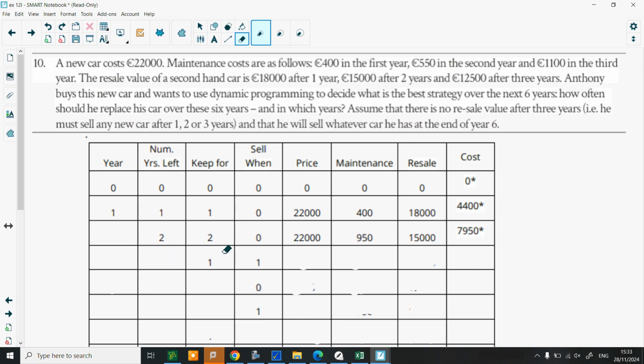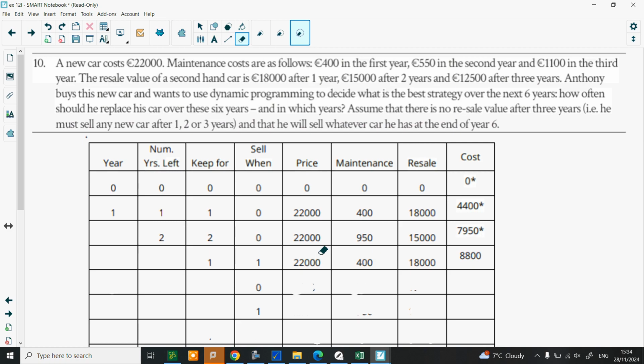You're going to keep it for 1. You're going to sell it when there's 1 year left. You bought it for 22,000. You only had it for 1 year because you only kept it for 1 year. Sell when means there's 1 year left, isn't that right? Sell when there's 1 year left. And your resale is 18,000. Why is it 18,000? Can you tell me? Only had it for a year.